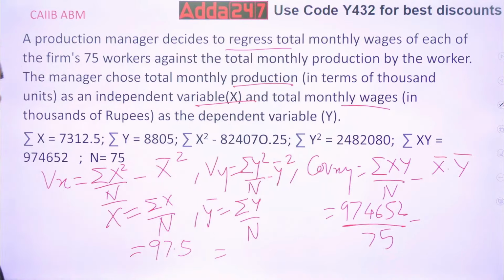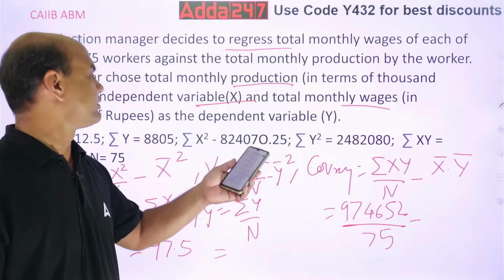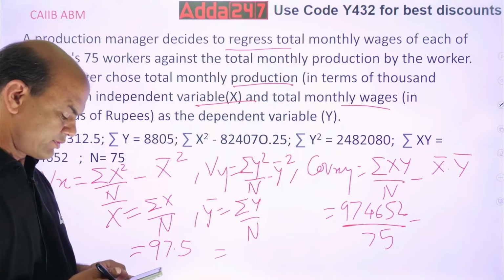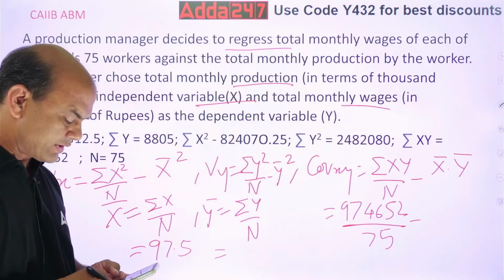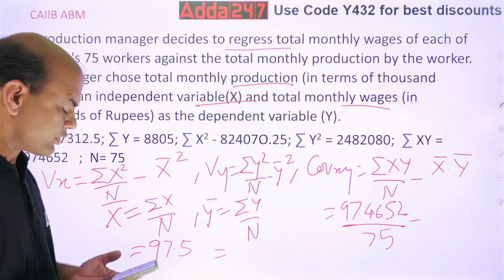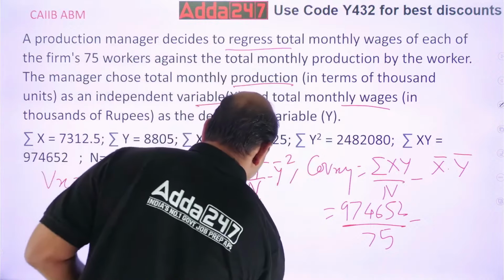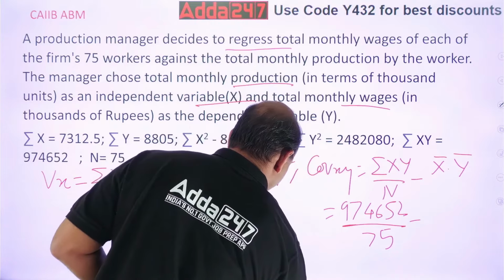Now y bar. Y bar is what? Summation y. What is it? 8805. 8805 divided by 75. So 117.4. Now use the values.